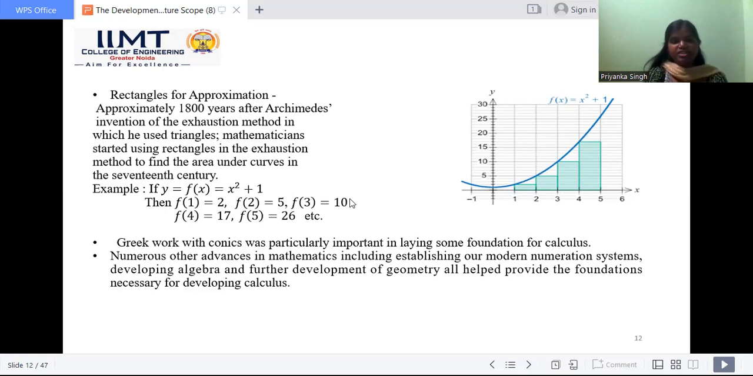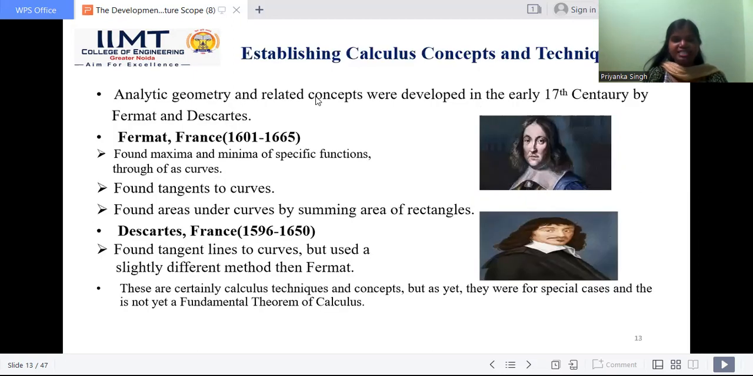Next, Greek work with the conics was particularly important in laying some foundation for calculus. Numerous other advances in mathematics, including establishing our modern numeration systems, developing algebra, and further development of geometry, all help provide the foundations necessary for developing calculus. Establishing calculus concepts and techniques.